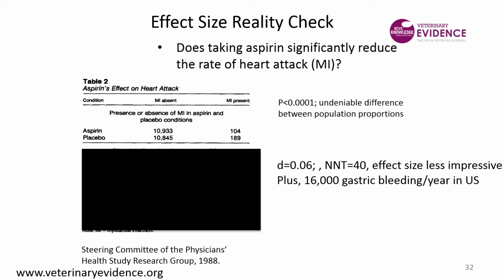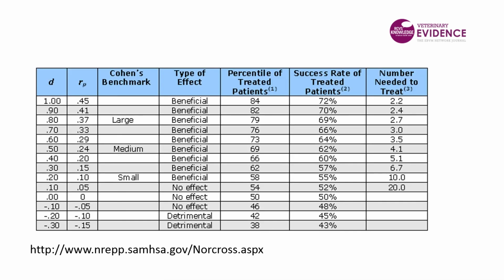And there are 16,000 gastric bleeding hospitalizations a year in the United States. So when you throw in the complications, it's probably not a great idea to take aspirin, even though we still see the ads on TV. They tell you to go see your doctor, but you don't need to see a doctor to take aspirin; you just go to the store and take it. So way down here, right about here, was that 0.06 small effect, and I calculated a different number needed to treat.